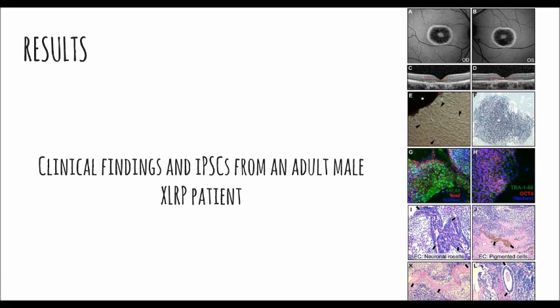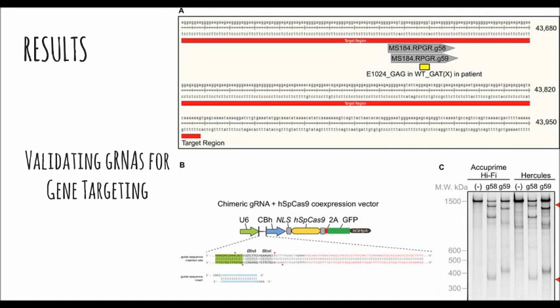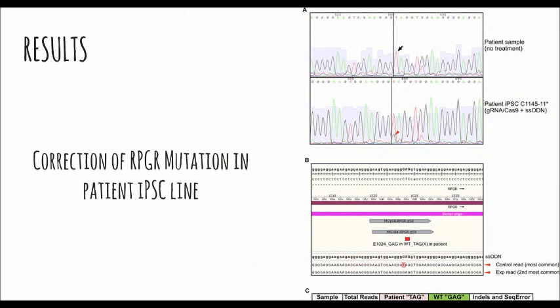The final results. This diagram shows the clinical findings and iPSCs from an adult male XLRP patient. In this diagram, the procedure for validating the guide RNAs for gene targeting is shown. The last diagram represents the correction for the RPGR mutation in the patient iPSC line.